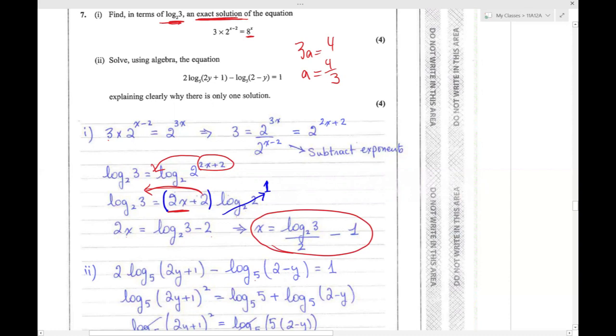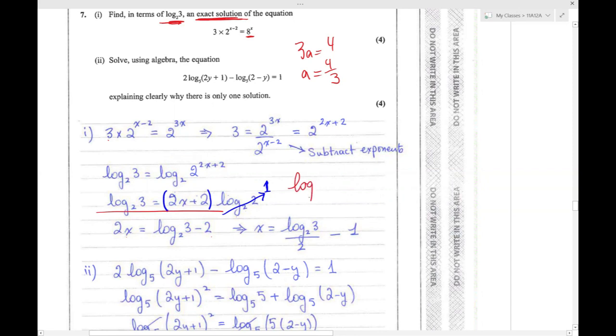This is what they mean by the exact value. You don't find a decimal answer. You just write it in terms of log base 2 of 3. Now, in order for me to clarify what happened here, I'm going to write it. Log base 2 of 3 is equal to 2x plus 2. Since we want to find x in terms of log base 2 of 3, as they said in the question, you just move this to the other side. So you're going to have 2x is equal to log base 2 of 3 minus 2.